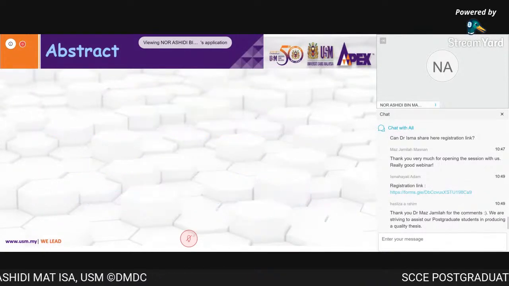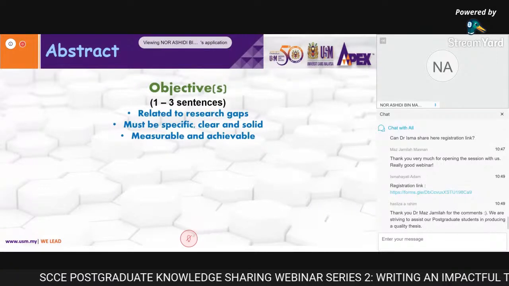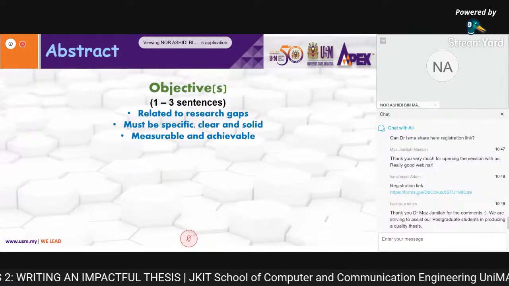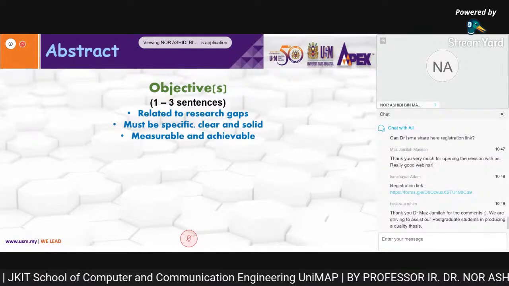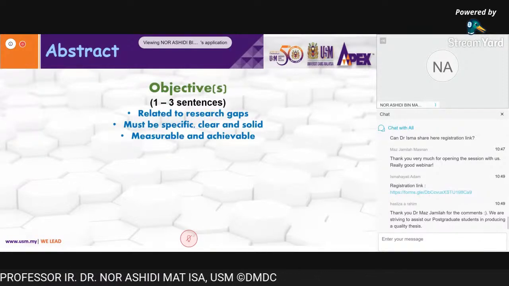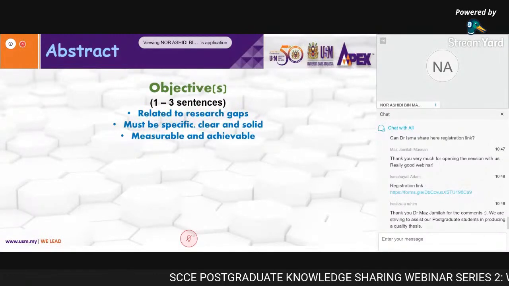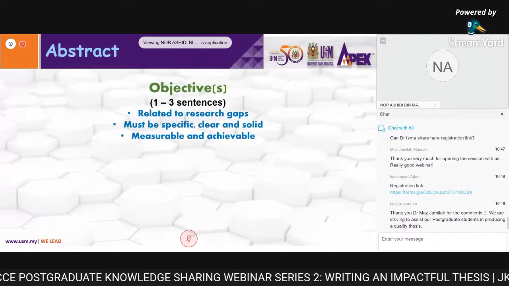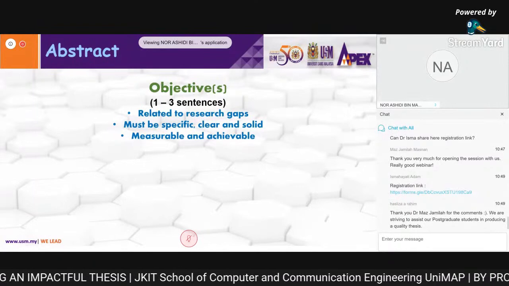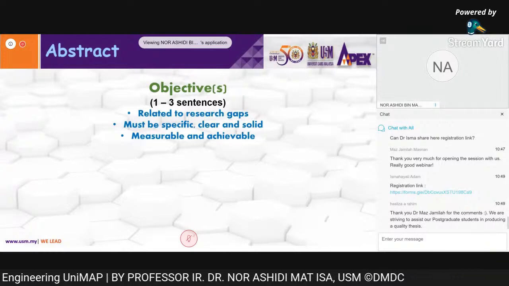Okay, the next one, objective. As I mentioned, it must relate to your research gap, must be specific, clear, solid, and the most important thing, it must be measurable and achievable. Do not take an objective that is too ambitious, which you think you cannot answer. It must be realistic. For example, previously I said that the problem is the quality of the image, the content is not good, it's blurred.